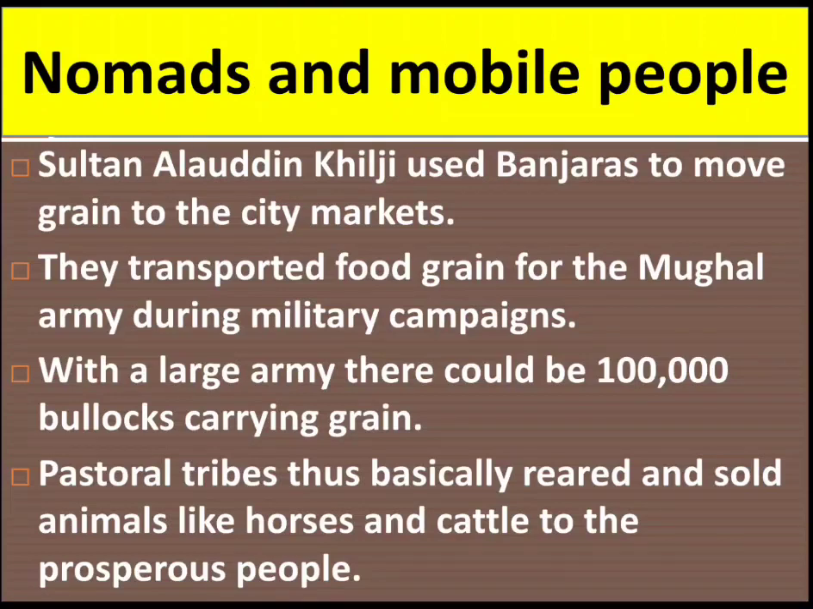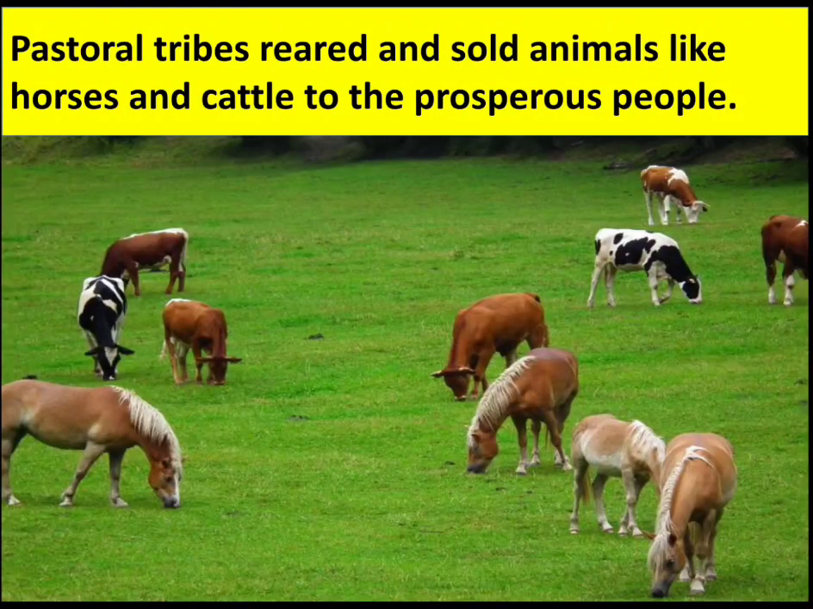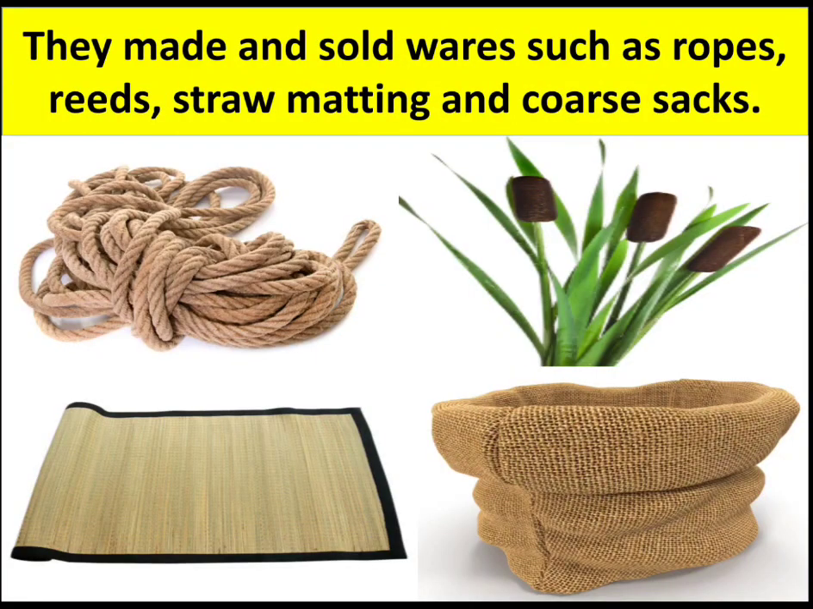Pastoral tribes basically reared and sold animals. You should know the difference between the nomads and pastorals. Pastoral tribes are the tribes who used to rear and sell animals like horses and cattle to the prosperous, the rich classes in the ancient past. As you can see in the picture, what kind of animals they used to rear. They made and sold wares such as ropes, reeds, straw matting, etc.